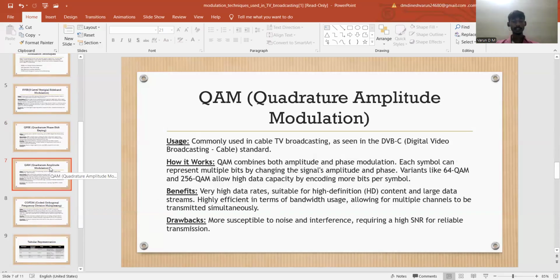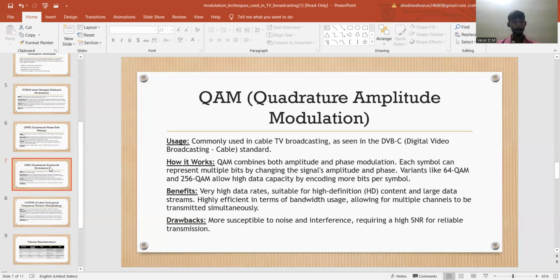Next, QAM, quadrature amplitude modulation. Usage: it is commonly used in cable TV broadcasting as seen in DVB-C, that is digital video broadcasting cable. How it works? Quadrature amplitude modulation combines both amplitude and phase modulation. Each symbol can represent multiple bits by changing the signal's amplitude and phase. Variants like 64-QAM and 256-QAM allow high data capacity by encoding more bits per symbol.